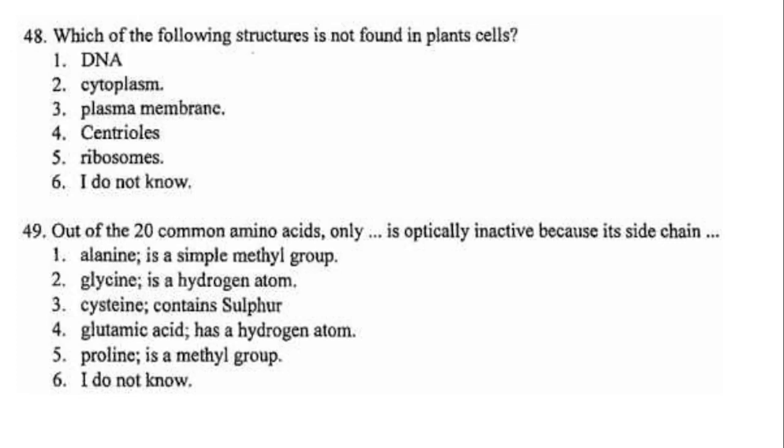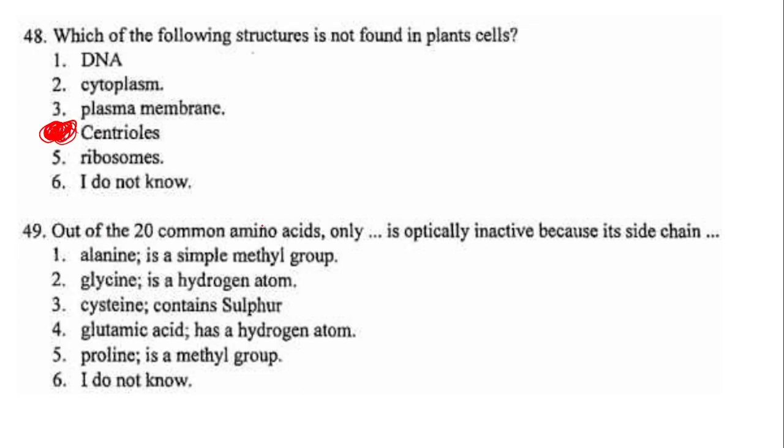Which of the following structures is not found in plant cells? Okay, this one is molecular. So which one is not found in plant cells? So the answer here is 4, which is the centriole. Okay, the centrioles are only found in animal cells.